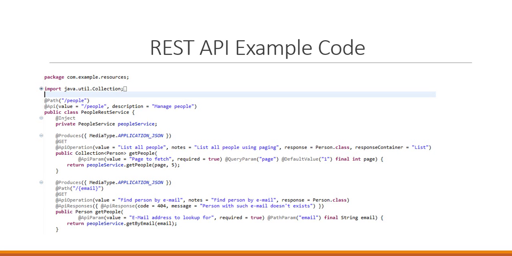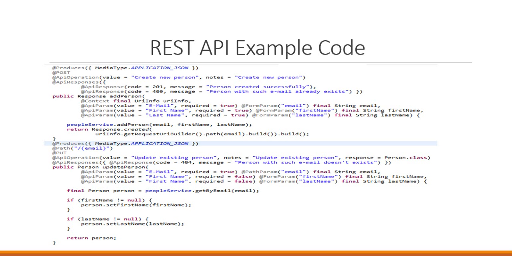Then we have the get people collection method, and the query param, @ApiParam, we are passing here. There are two things. The other one is a GET call: based on the email ID, we can get the person. Get by email ID, get people. There are two services written here.